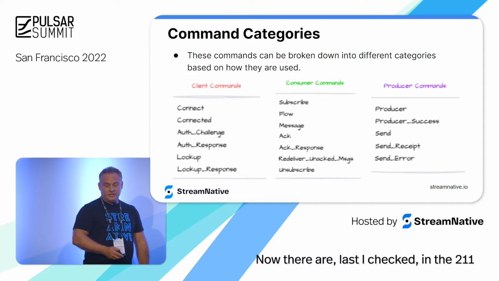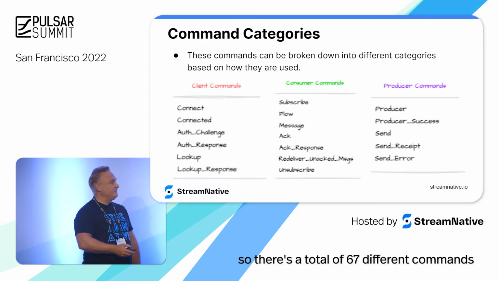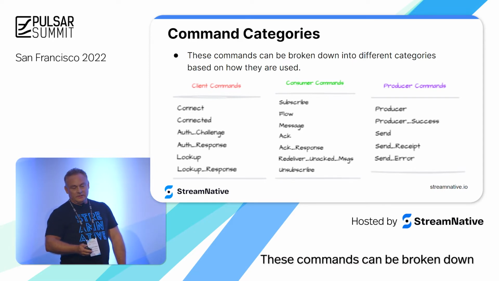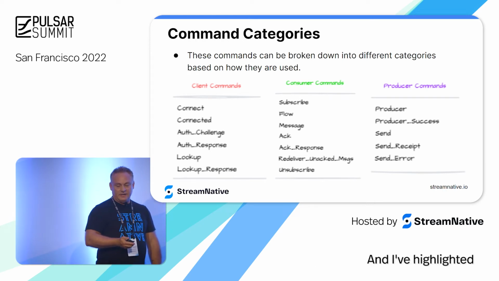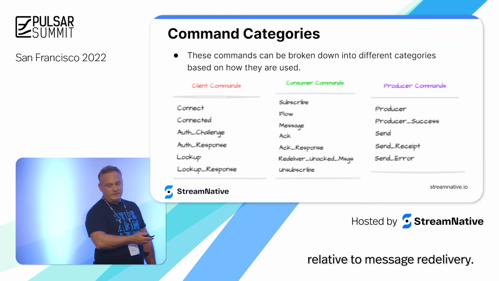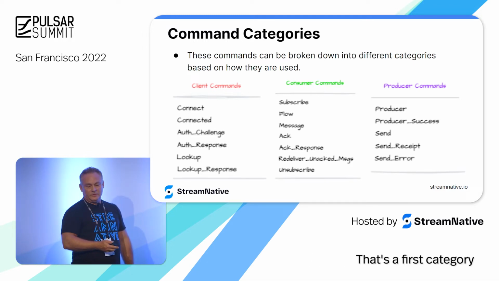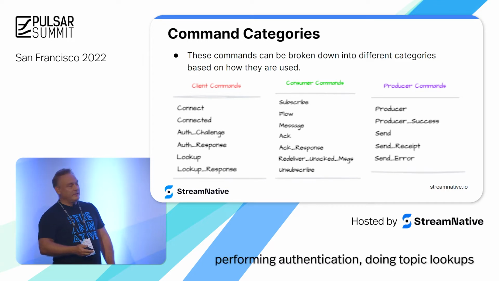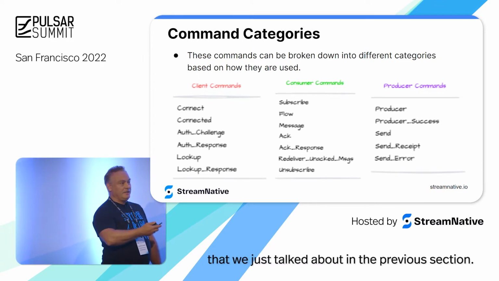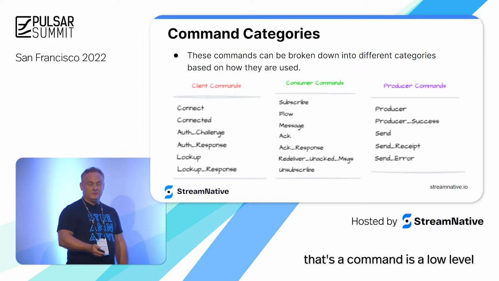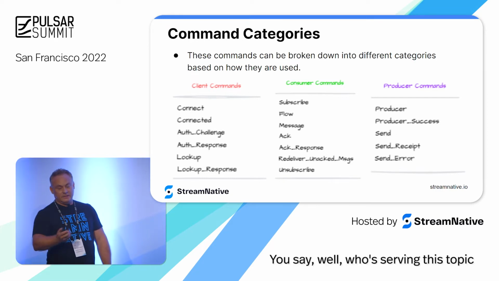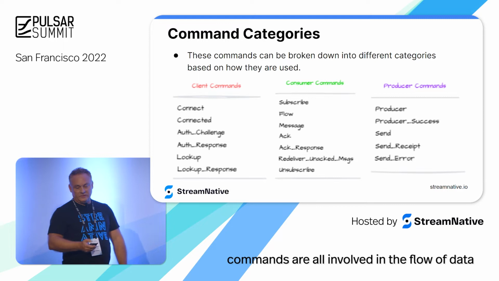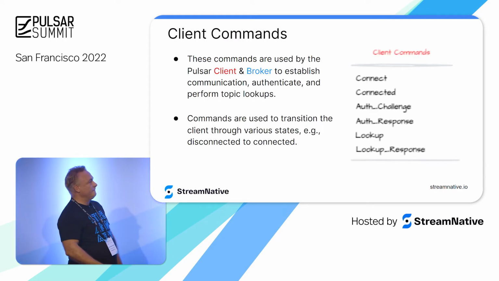Now, last I checked in the 2.11 version of Pulsar, there's a total of 67 different commands defined in the Pulsar protocol. All these different low-level commands that we send back and forth. These commands can be broken down into different categories, and I've highlighted the ones we're interested in relative to message redelivery. There's the client commands, the first category, which is used by the Pulsar client class to perform basic tasks like establishing a connection, performing authentication, and doing topic lookups. A topic lookup is a command at the low-level Pulsar protocol: you ask who's serving this topic, and the broker comes back with a response. Similarly, the consumer and producer commands are all involved in the flow of data between the clients and the brokers.